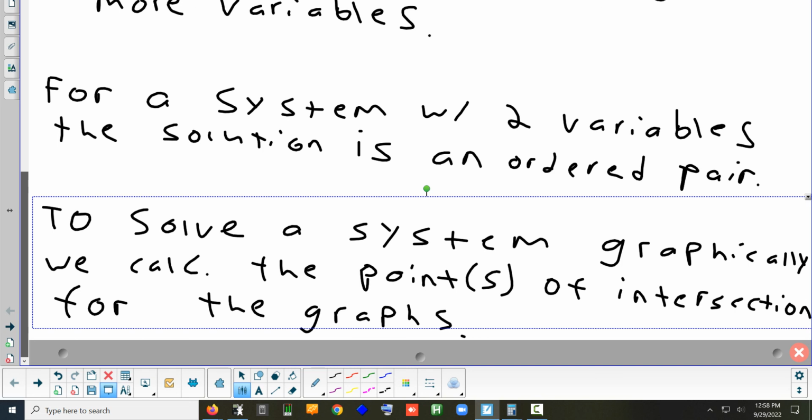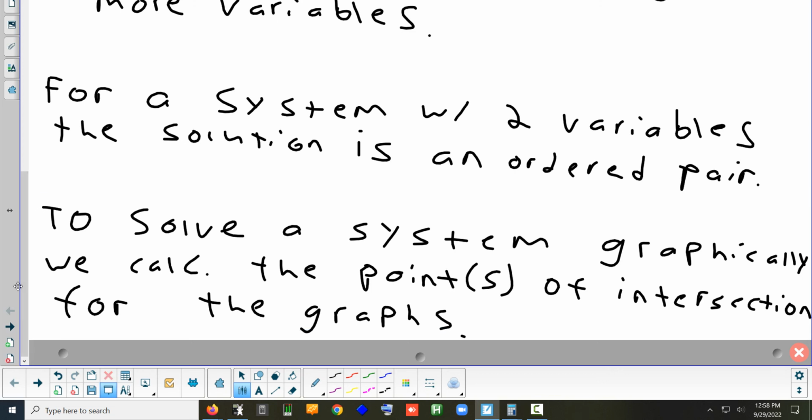Notice I write point or points plural. It depends on what you draw. If you drew a parabola and you drew a line, well, a parabola and a line could cross twice. So you might have to find more than one coordinate as your answer. All right, so we'll do 2 examples, finding intersection points, and then that'll be it for this section.